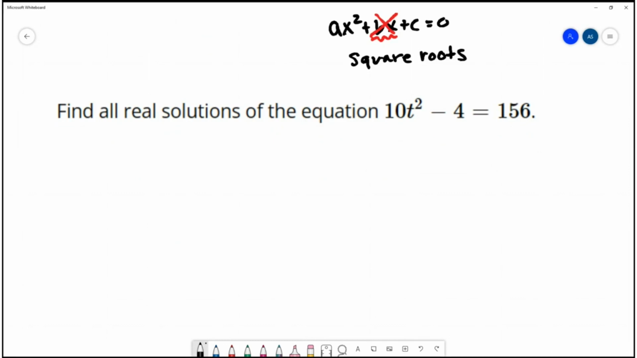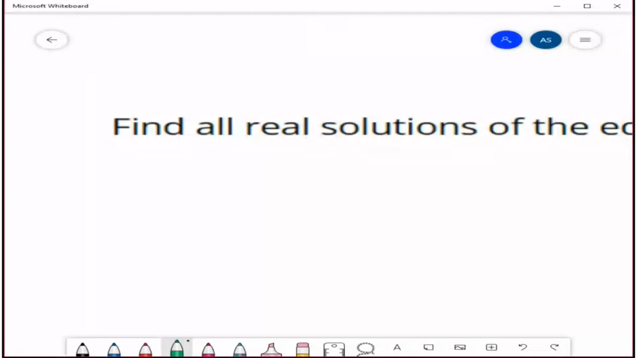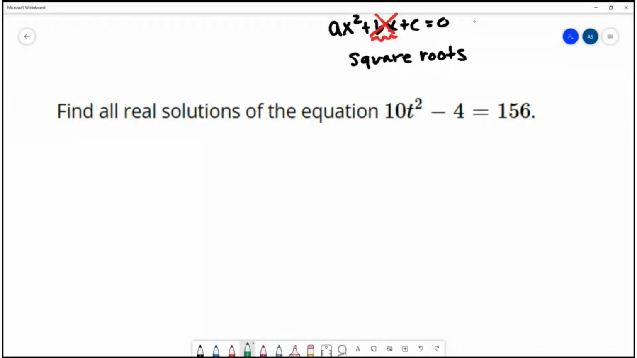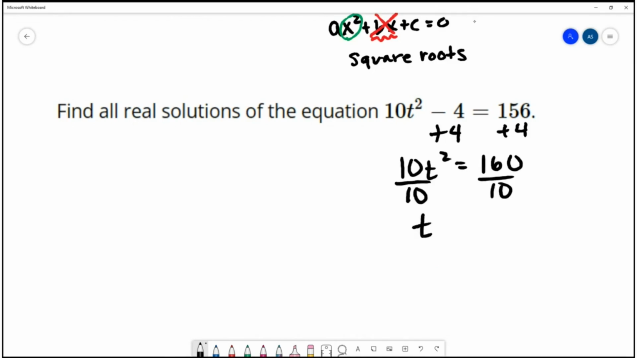Whenever we're missing that middle term, we can use a method using square roots to solve the problem. I like that method because it's very simple. And with that method, what we do is we try to isolate the square term. Try to isolate this square term here. So let's do that with our problem. I'll add 4 to both sides. That gives 10t squared equals 160. And I'll divide by 10. That's t squared equals 16.